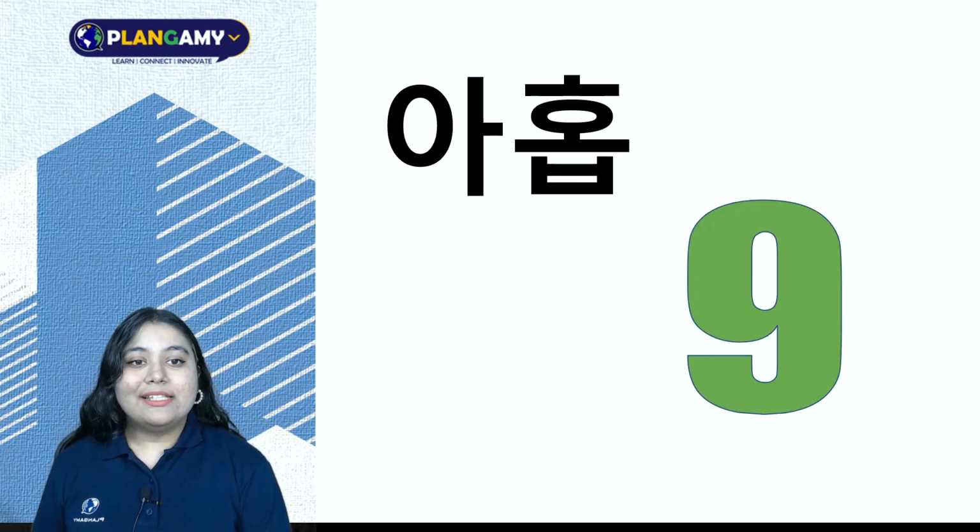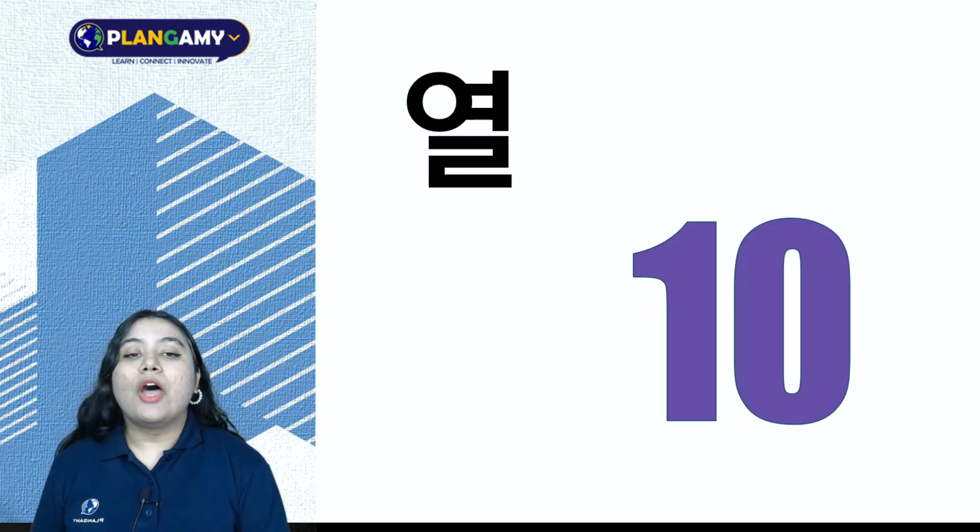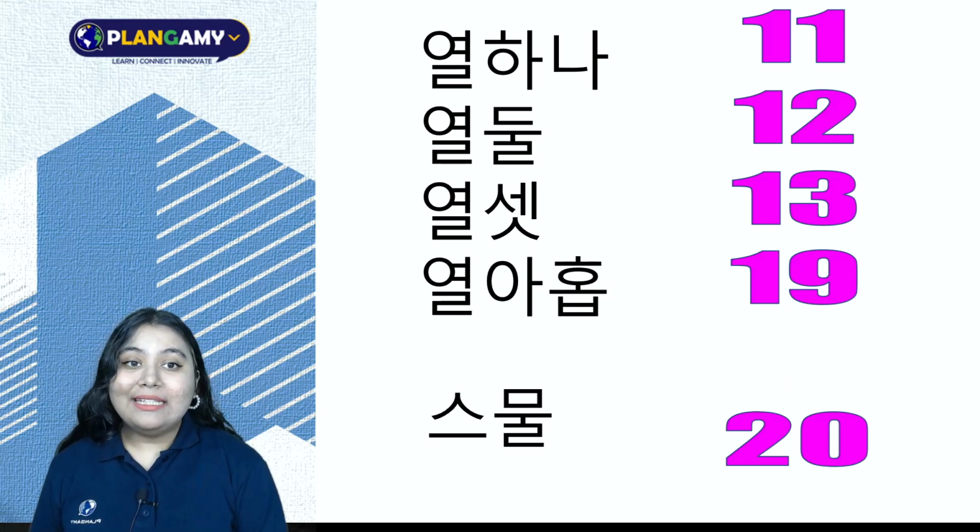Okay, now let's continue after 10. Now, I have 10. I want the 11th. So, 하나 is 1, so 열하나 is 11. 열 plus 하나: 열하나. Similarly, 열둘, 열셋, 열넷, till I reach 열아홉.